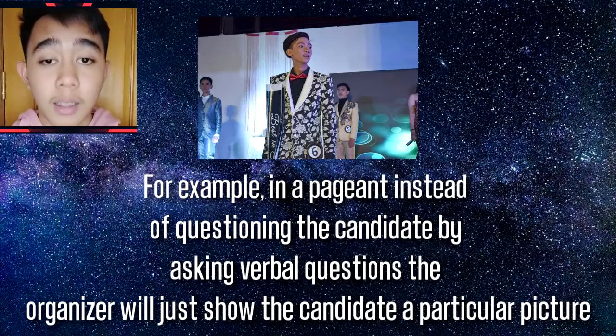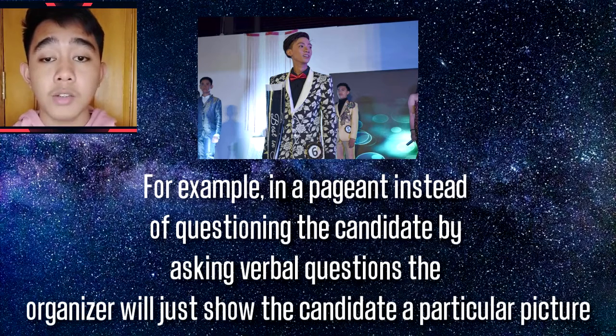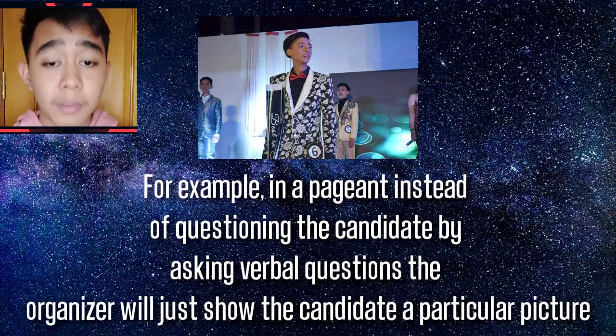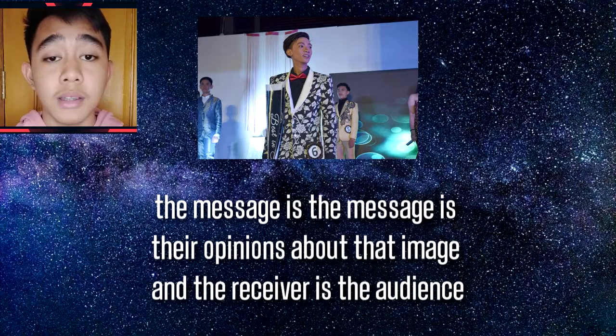So, for example, in a pageant, instead of questioning the candidate by asking verbal questions, the organizer will just show the candidate a particular picture for them to describe or to state their opinions about that image. So, the source is the picture, the channel is their brains, the message is their opinions about that picture, and the receiver is the audience and the judges.